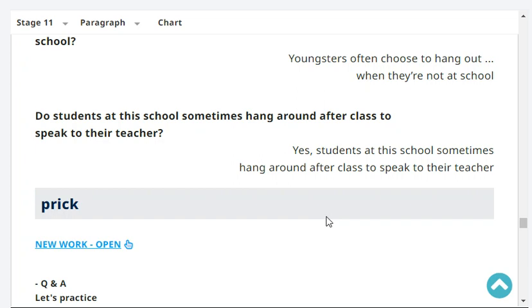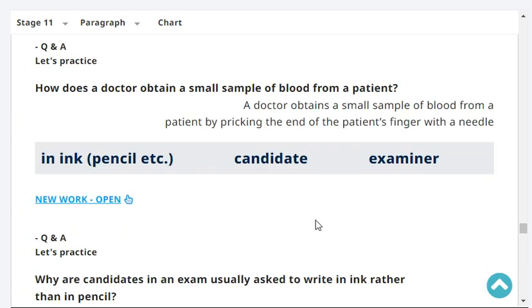Do students at this school sometimes hang around after class to speak to their teacher? Yes, students at this school sometimes hang around after class to speak to their teacher. Very good.